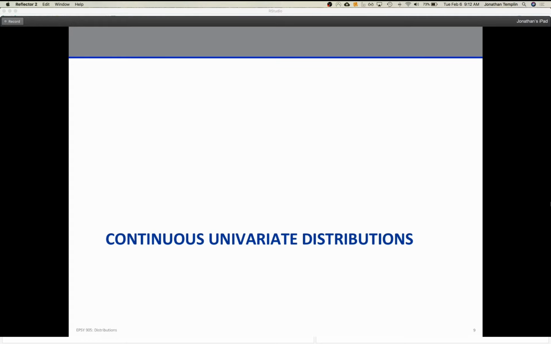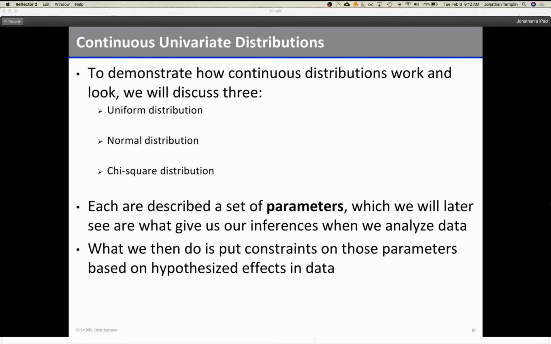So let's dive into continuous univariate distributions. Just to see a little bit more about how these work, we're going to discuss three of them. We're going to start with a uniform distribution, which we hardly ever use in the analysis world. It's never a distribution that we use for data, most likely. However, it is a very frequently used distribution in Bayesian statistics as a prior distribution. It's also very frequently used in Monte Carlo simulation studies. It's how we draw our parameters at random when we simulate data.